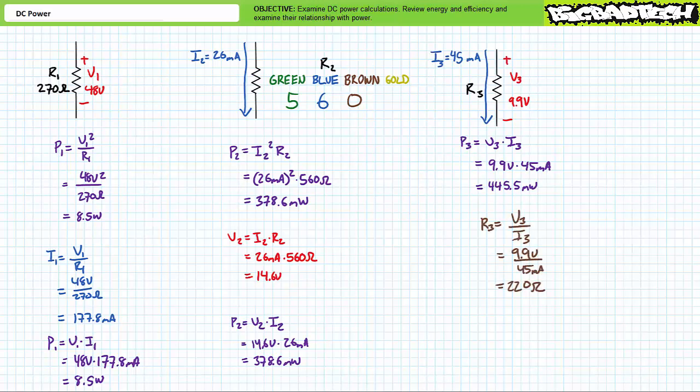We can use Ohm's law and a different permutation of the power equation as a means of checking our work. Ohm's law demonstrates the resistance is voltage over current. 9.9 volts over 45 milliamperes yields 220 ohms of resistance.